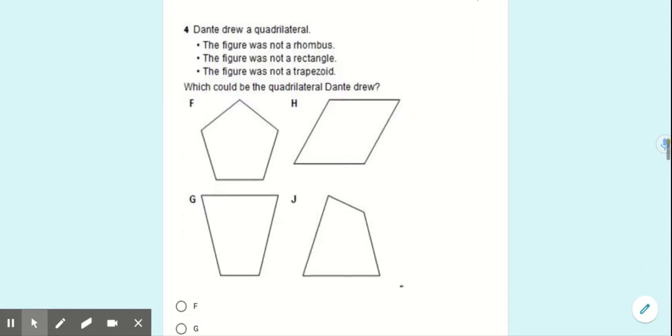Number 4. Dante drew a quadrilateral. The figure was not a rhombus. The figure was not a rectangle. The figure was not a trapezoid. Which could be the quadrilateral Dante drew?